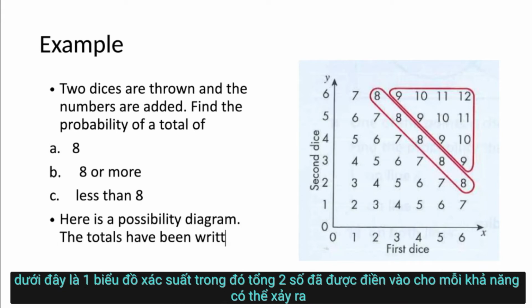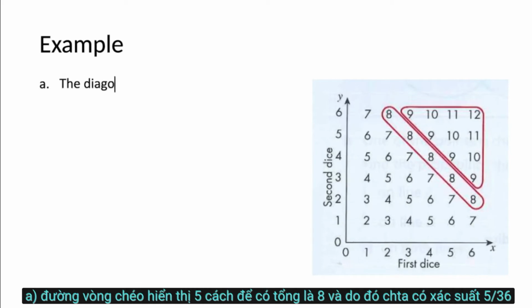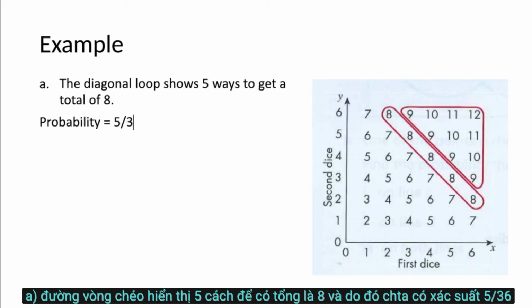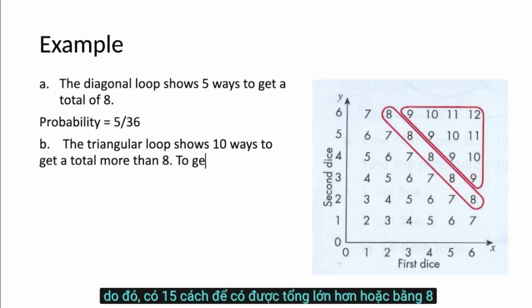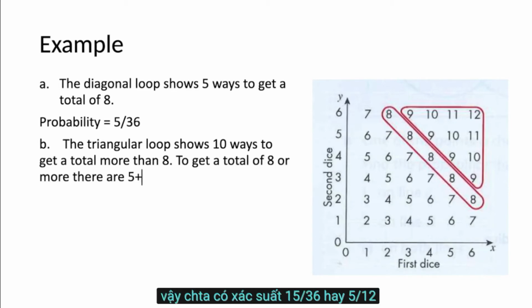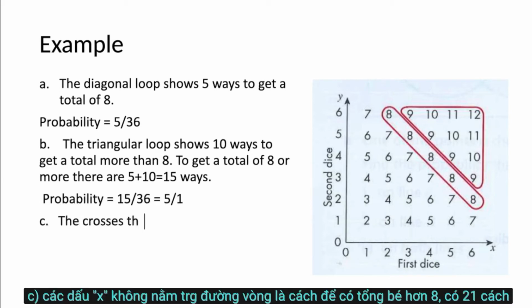Here is a possibility diagram in which the totals have been written for each outcome. For part A, the diagonal loop shows 5 ways to get a total of 8, and so we have the probability of 5 over 36. For part B, the triangular loop shows 10 ways to get a total more than 8. Consequently, to get a total of 8 or more, there are 15 ways. Therefore, we have the probability of 15 over 36, which is equal to 5 over 12.